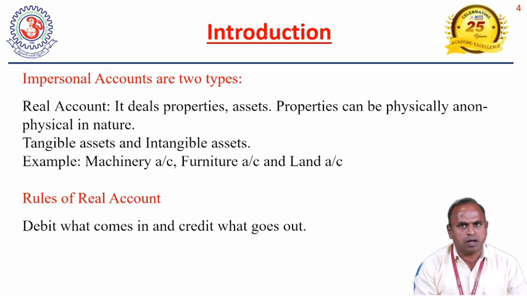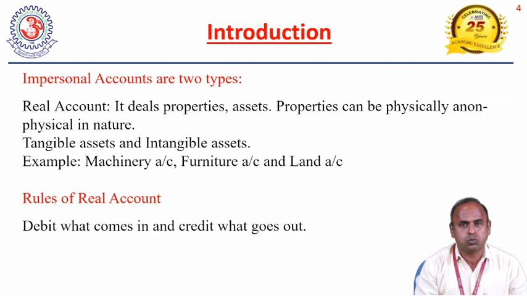Here, impersonal accounts are again classified into real account and nominal account. Real account is also called asset account. Why? Because it always represents assets. For example, machinery, furniture and land, etc. The rule of real account: when assets come into the business, you write on the debit side. When assets go out from the business, you write on the credit side. So this is the rule of real account.